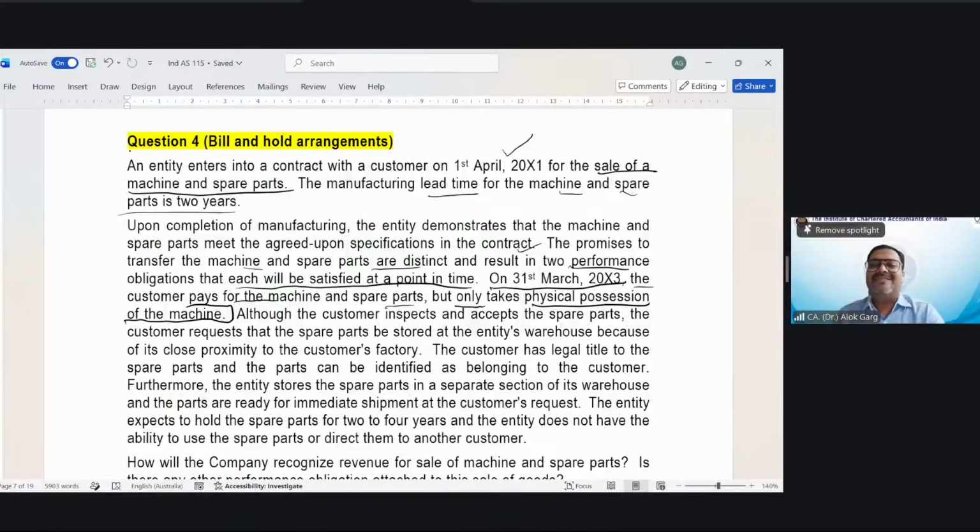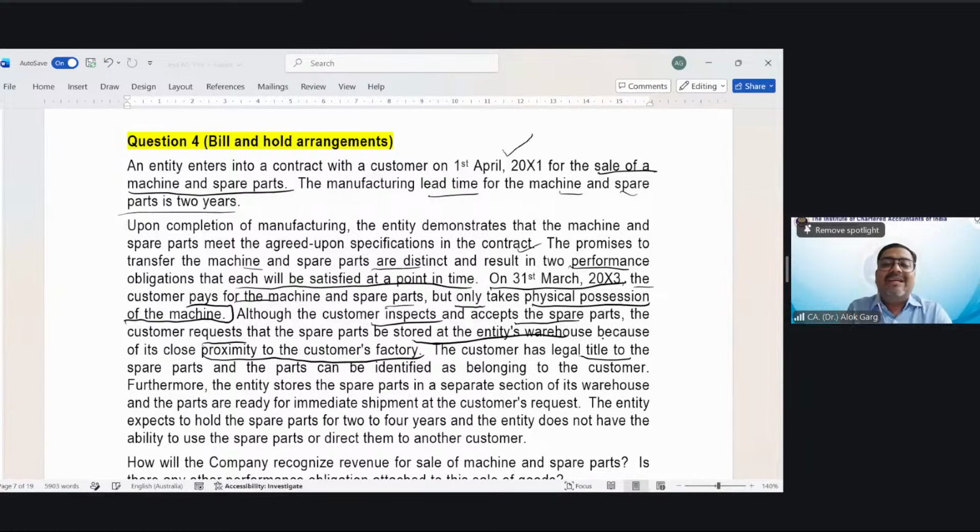Now the story begins. Although the customer inspects and accepts the spare parts, right? So the customer has seen the spare parts, checked and inspected them, and then the customer requested that the spare parts be stored at the entity's warehouse because of its close proximity to the customer's factory. Sir, this is the same question which we have done in illustration number 68 of ICAI study material. Yes. So the customer requested the manufacturer, can you please keep these spare parts in your warehouse because it is very close to my factory.